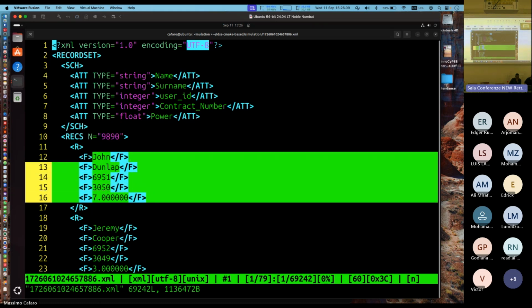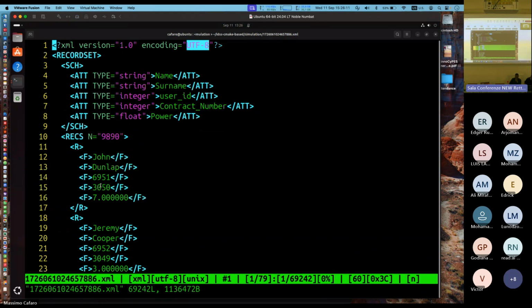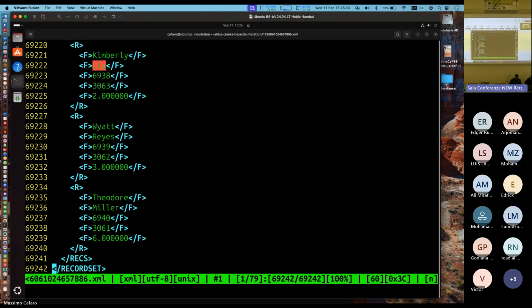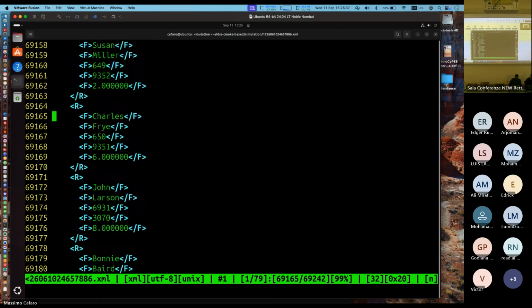User, so first name, last name, user ID, contract ID, and power associated to the contract. I mean, we just used a very simple schema for this. We have a couple of tables, one for the user, one for consumption, and we retrieved those records. And those are about 10,000, okay? So think about how simple this is.